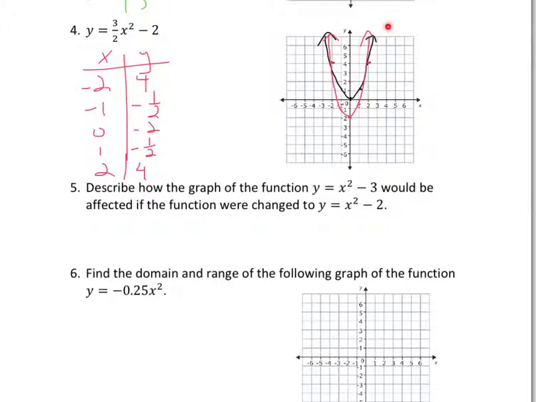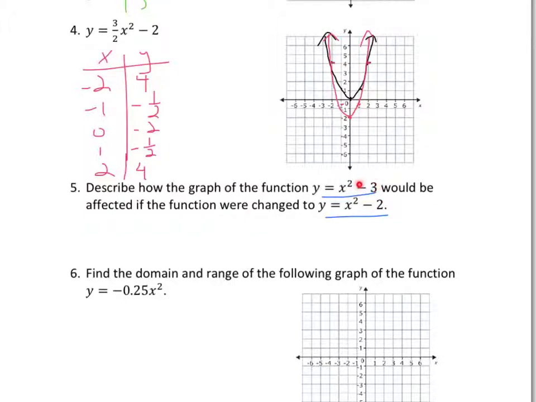Okay, number 5, we just have to describe how the function is going to change, right, between these two graphs. All right, so without graphing it, how would we describe the change here? Well, we need to look at a couple things. First of all, look at the a term, right, to see if it's going to get any skinnier or fatter. It's not going to get any skinnier or fatter because they're both 1, right? But the c term, what happens?